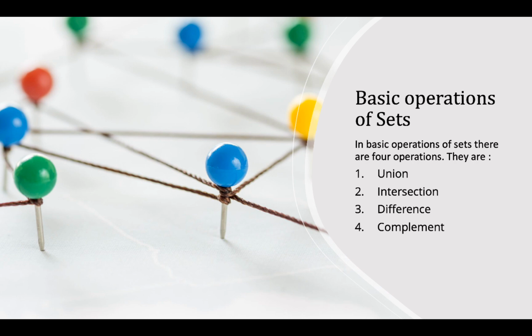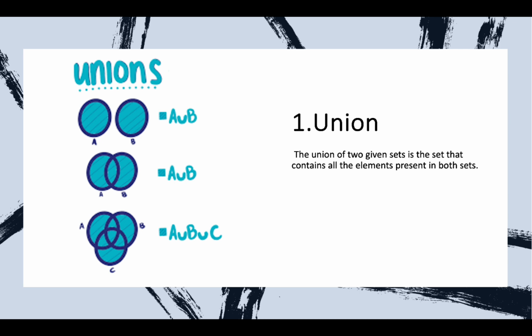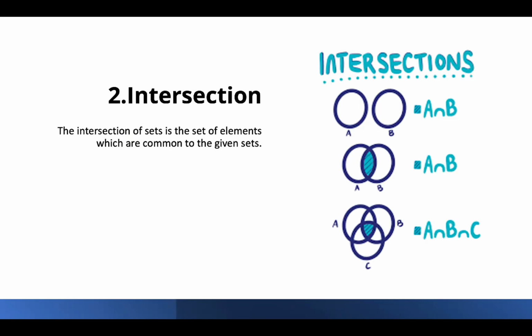Basic operations of sets. In basic operations of sets there are 4 operations. They are union, intersection, difference, complement. First, union. The union of 2 given sets is the set that contains all the elements present in both sets. Second, intersection. The intersection of sets is the set of elements which are common to the given sets.